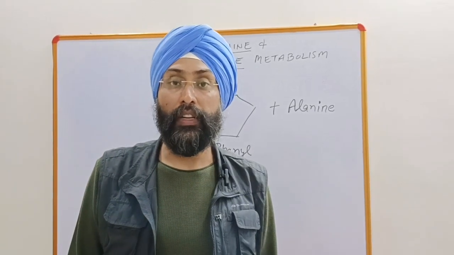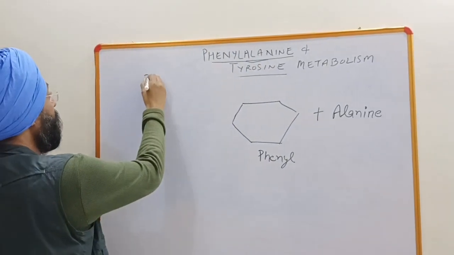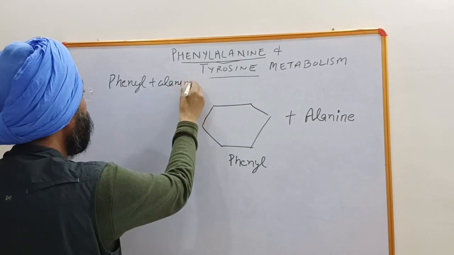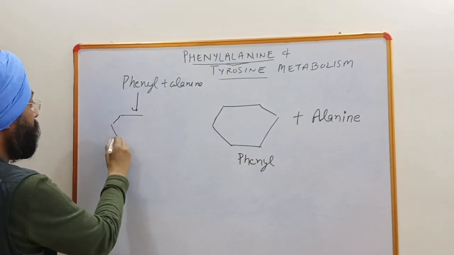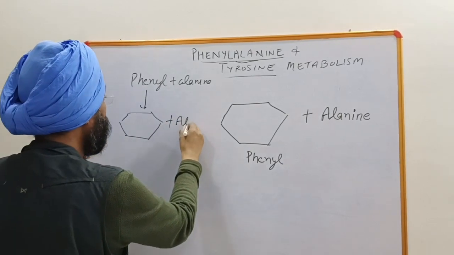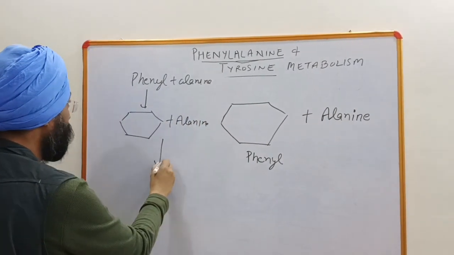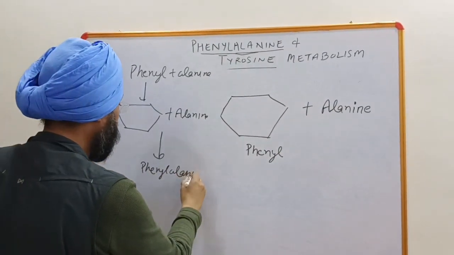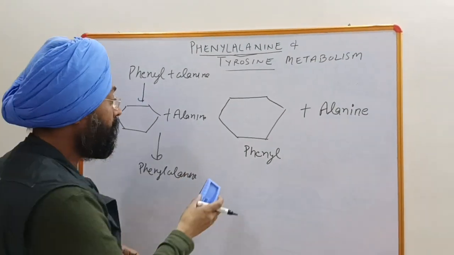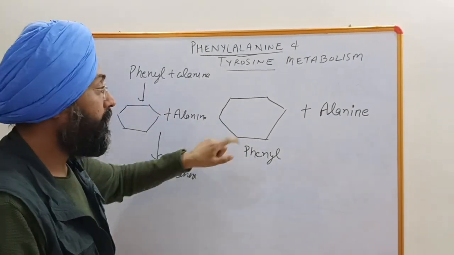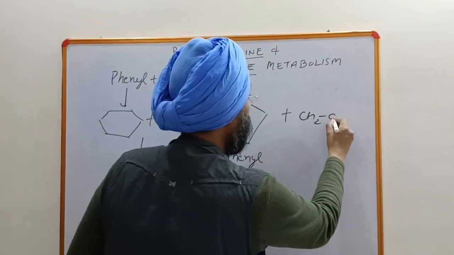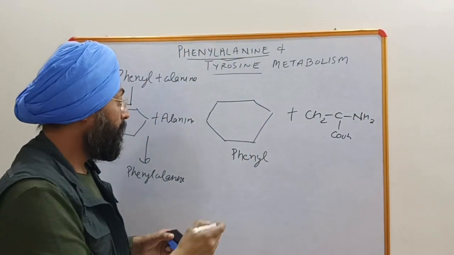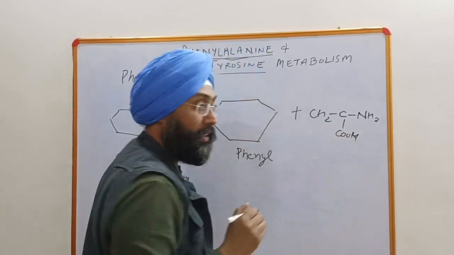Now we'll start with the structure of phenylalanine. Since the name is phenyl plus alanine, right? Phenyl means phenyl ring is there, plus alanine, and we will finally get phenylalanine, right? So let's draw the structure. First, we have to draw the phenyl ring. This is the phenyl ring, and this is the structure of aromatic alanine, right? So this is the phenyl ring, and this is alanine.